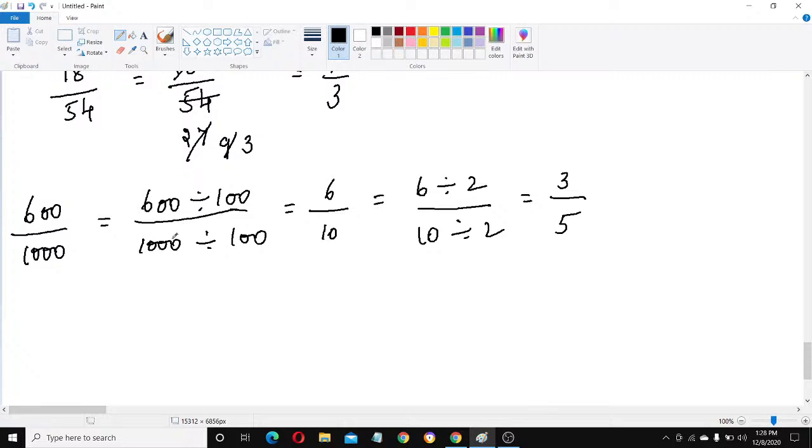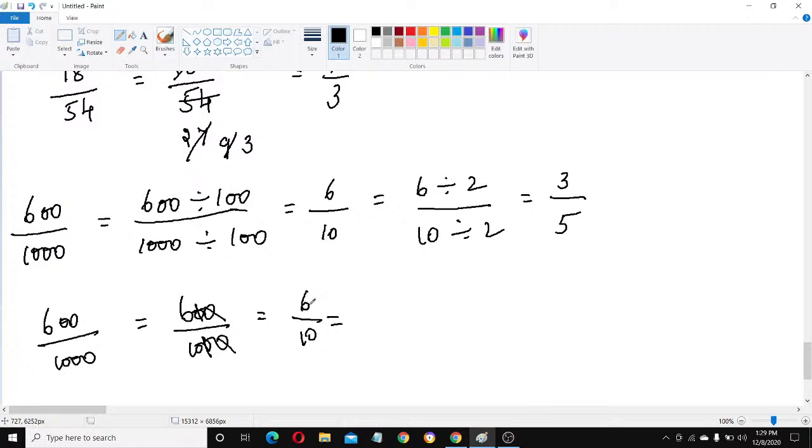Now you can do cancelling also. How do we do cancelling? I will explain now. 600 by 1000. Here the units digit is 0, you can cancel. In numerator 600, the units digit is 0. In denominator 1000, the units digit is 0. Here the tens digit is also 0, so you can cancel. The tens digit is 0 in numerator 600 and in denominator 1000, the tens digit is also 0. So after cancelling, here 6 by 10.